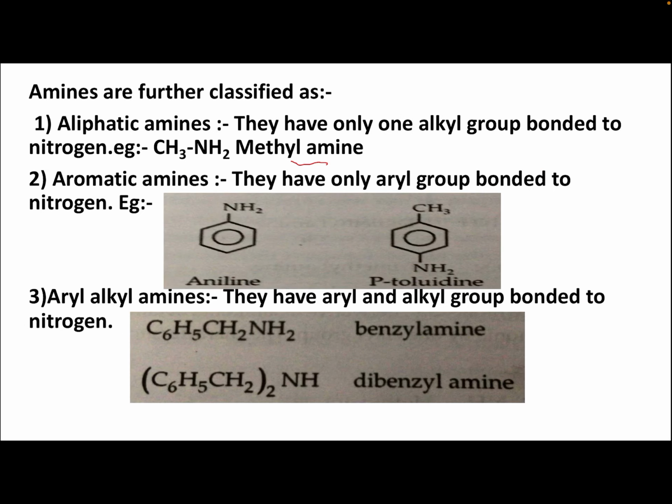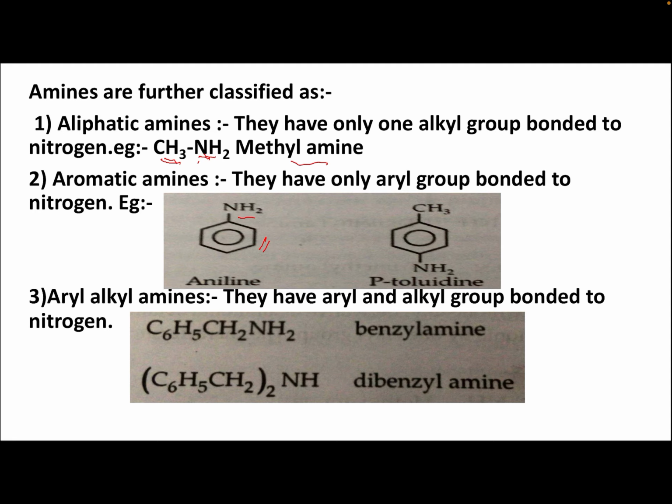Amines are also classified as aliphatic amines and aromatic amines. If they have only one alkyl group bonded to the nitrogen atom, so this is CH3NH2. To this nitrogen atom, if only one CH3 group is attached, then it is an aliphatic amine. That means if an aliphatic group is added to NH2, then it is known as an aliphatic amine. If an aromatic group is added, that means if benzene is added to NH2, then it is known as aryl amine or aromatic amine.